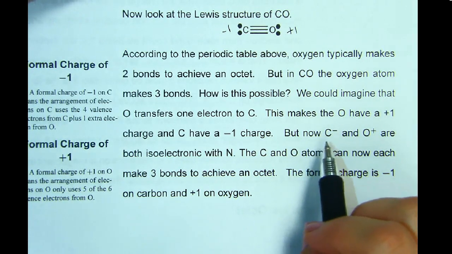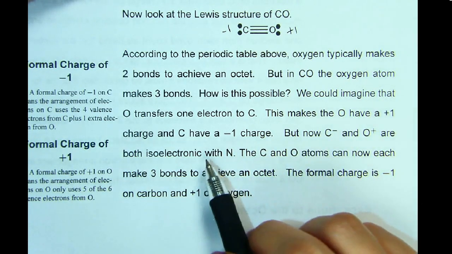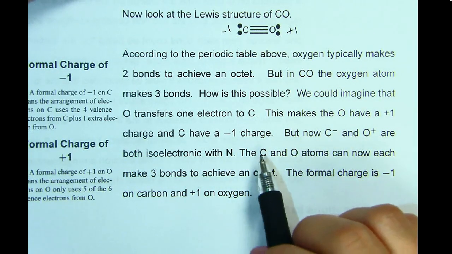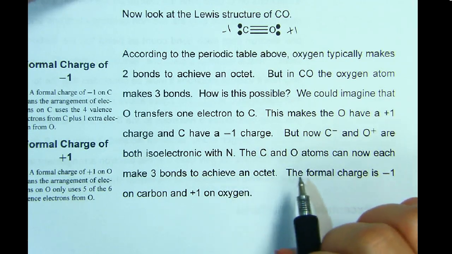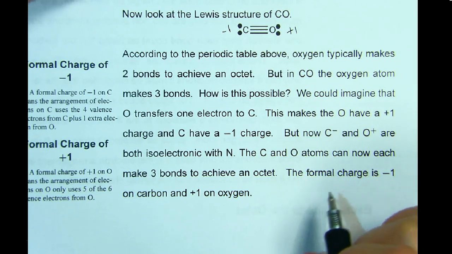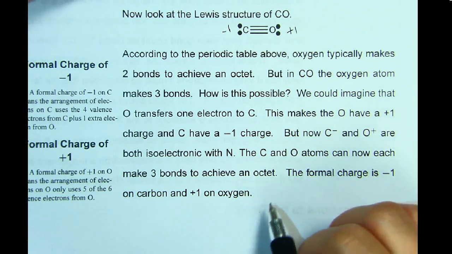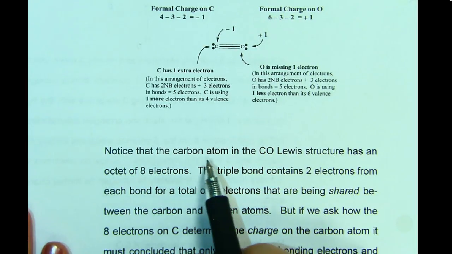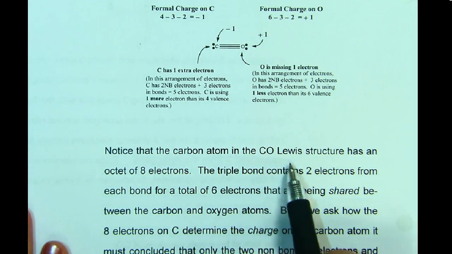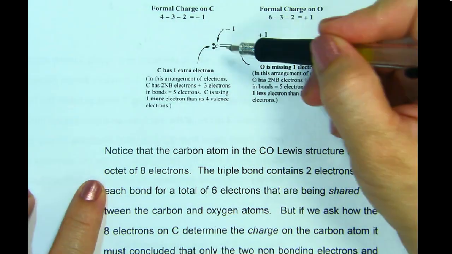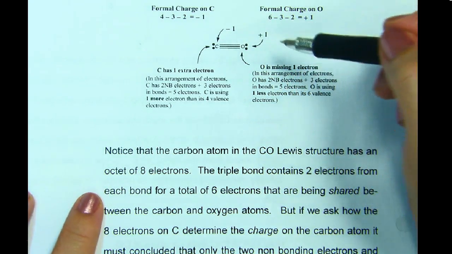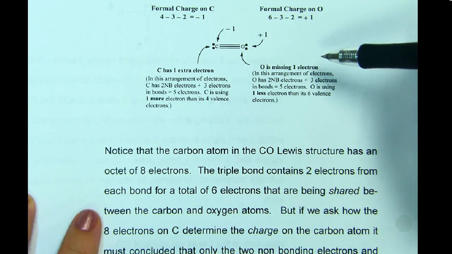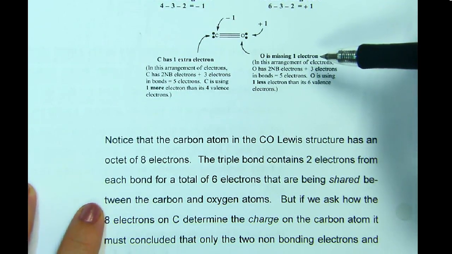But now the C negative and the O plus are both isoelectronic with nitrogen. The C and the O atoms can now each make 3 bonds to achieve an octet. The formal charge is -1 on the carbon and +1 on the oxygen. Notice that the carbon atom in the CO Lewis structure has an octet of 8 electrons: 2, 4, 6, 8. The triple bond contains 2 electrons from each bond for a total of 6 electrons that are being shared between the carbon and oxygen atoms.